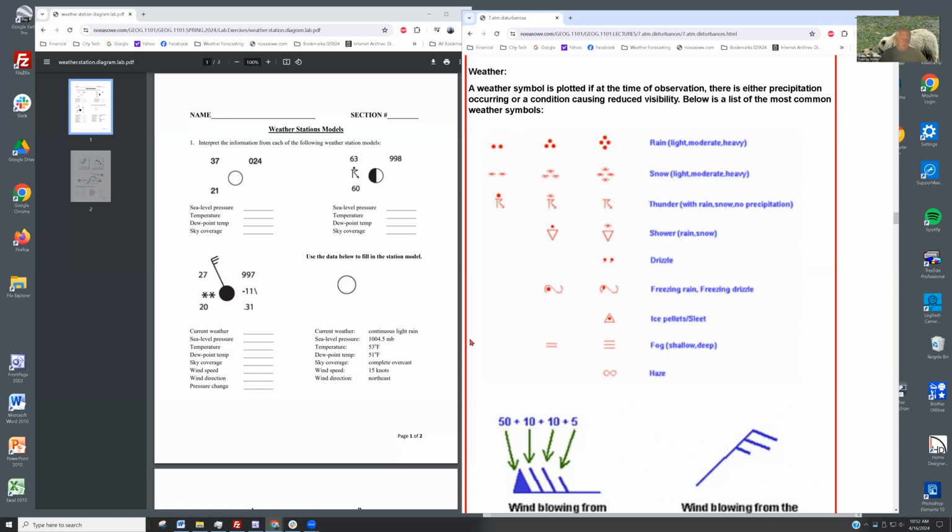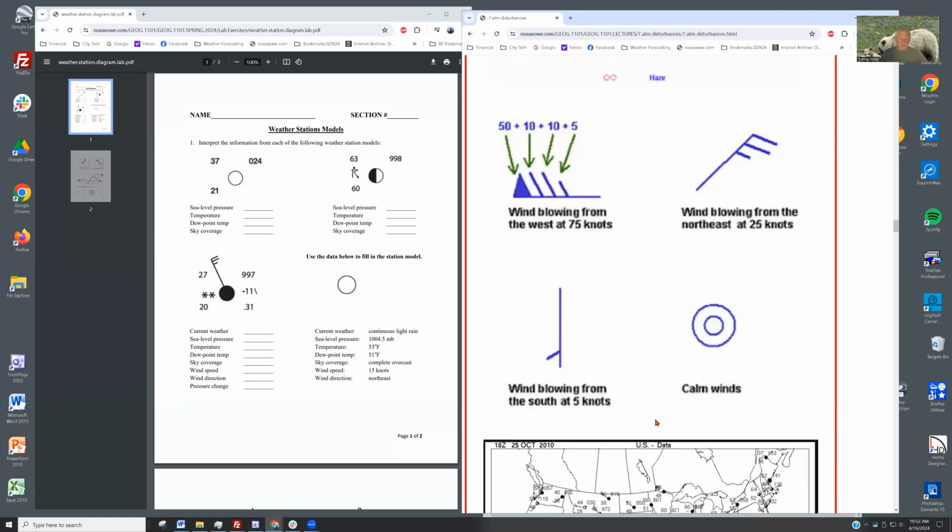And then there are three possible flags that you can have on the flagpole. I'm going to scroll down here and show you that you can have a triangle, a long flag and a short flag. Triangles are worth 50 miles per hour, actually 50 knots. A knot is 1.1 miles per hour. So a triangle is 50 knots, a long flag is 10, and a short is 5. So you can interpret this particular case: the wind speed would be 10, 20, 25 knots.